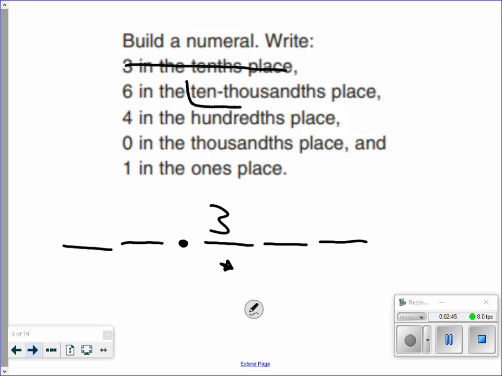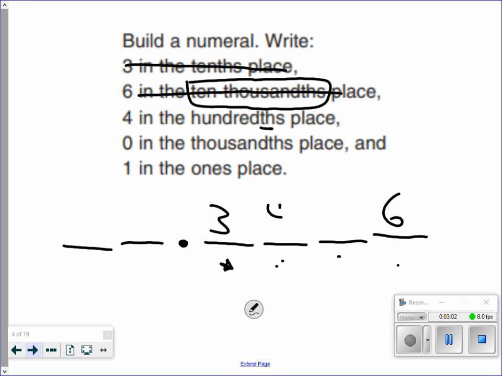6 in the 10,000ths place. Well, let's take a look. Tenths, hundredths, thousandths. Ooh, 10,000ths is right there. We're putting a 6 there. 4 in the hundredths place. Tenths, hundredths. Remember, TH to the right. Put a 4 there. A 0 in the thousandths place. TH. Tenths, hundredths, thousandths. Putting a 0 there. And a 1 in the ones place. As you can see, we didn't need this space. We can just erase it.